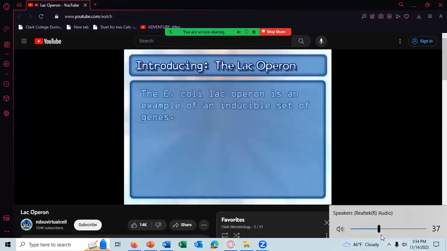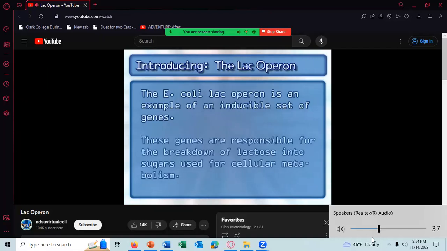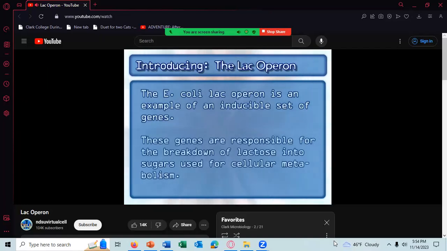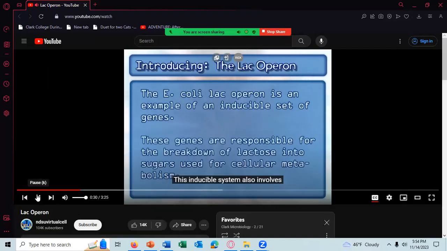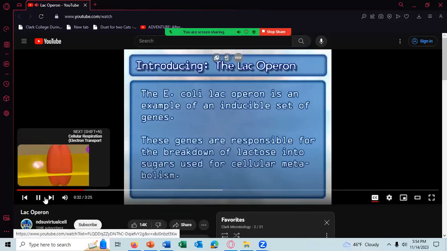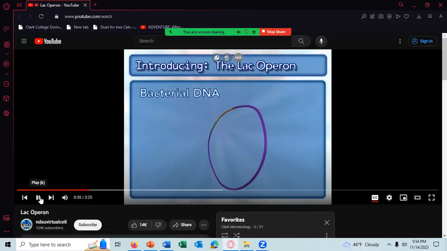The E. coli lac operon is an example of an inducible set of genes. These genes are responsible for the breakdown of lactose into sugars used for cellular metabolism. This inducible system also involves bacterial.